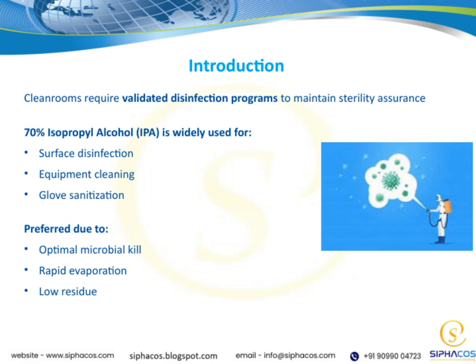What makes IPA the preferred choice? Well, mainly its ability to kill microbes efficiently, which is critical in maintaining a sterile environment. Plus, it evaporates quickly, so it doesn't leave residues that could interfere with processes or product integrity. Its low residue also means it's less likely to contaminate surfaces or products, making it a trusted agent in these sensitive areas. Overall, choosing the right disinfectant like IPA supports our goal of maintaining high sterility assurance in the cleanroom. It's all about balancing effectiveness, safety, and efficiency to keep our environments safe and compliant.